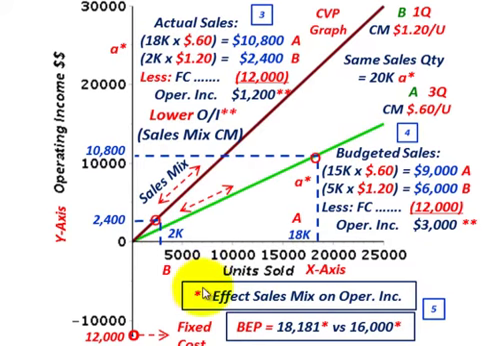So really, two things are going on here. We have the effect of sales mix on our operating income. You see it dropped because we were selling less of the units that had a greater contribution margin. But at the same time, if we go down here, we'll see that our break-even point has increased. So now, between both units, we have to sell 18,181 units to break even. Remember, we calculated that up above. And before, we only had to sell 16,000 units.